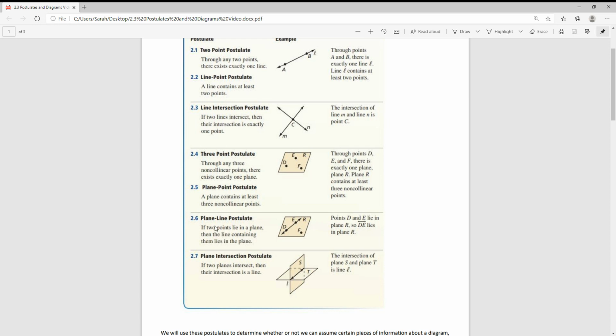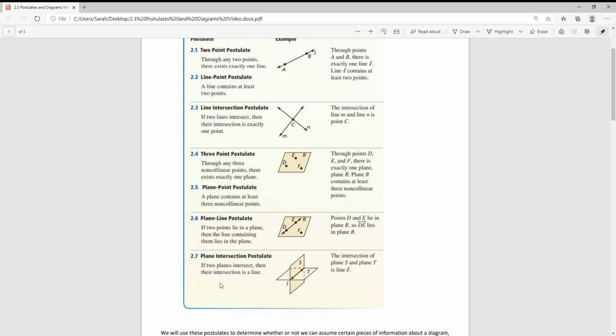The plane line postulate talks about lines and planes. If 2 points lie in a plane, then the line containing them lies in the plane. So I have points E and D that are on a plane. The line that goes through them, which would be DE, is also on that plane R.